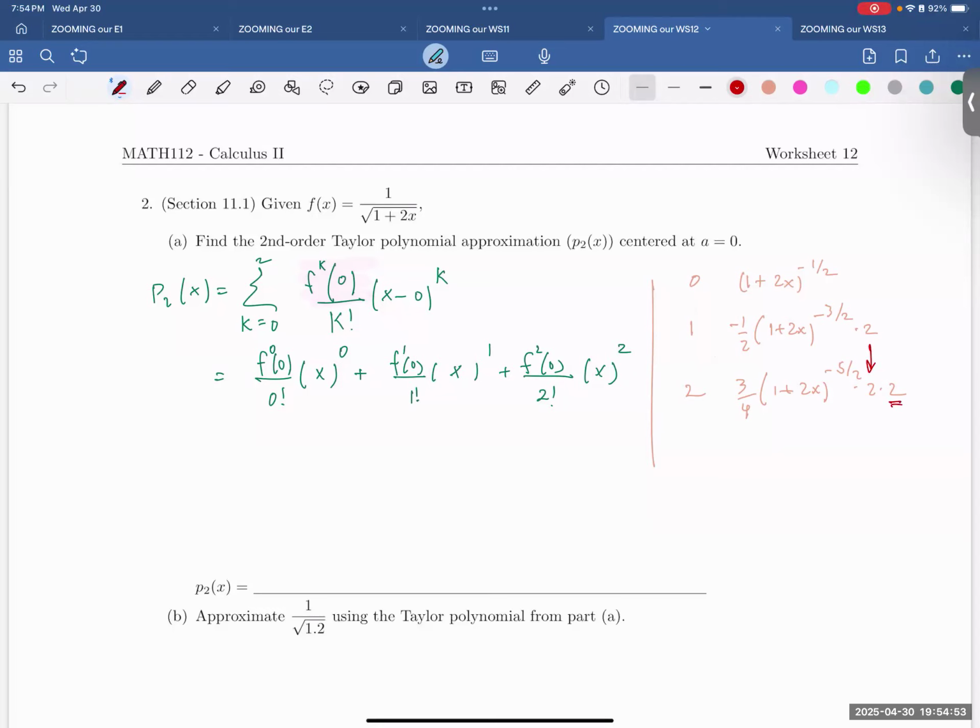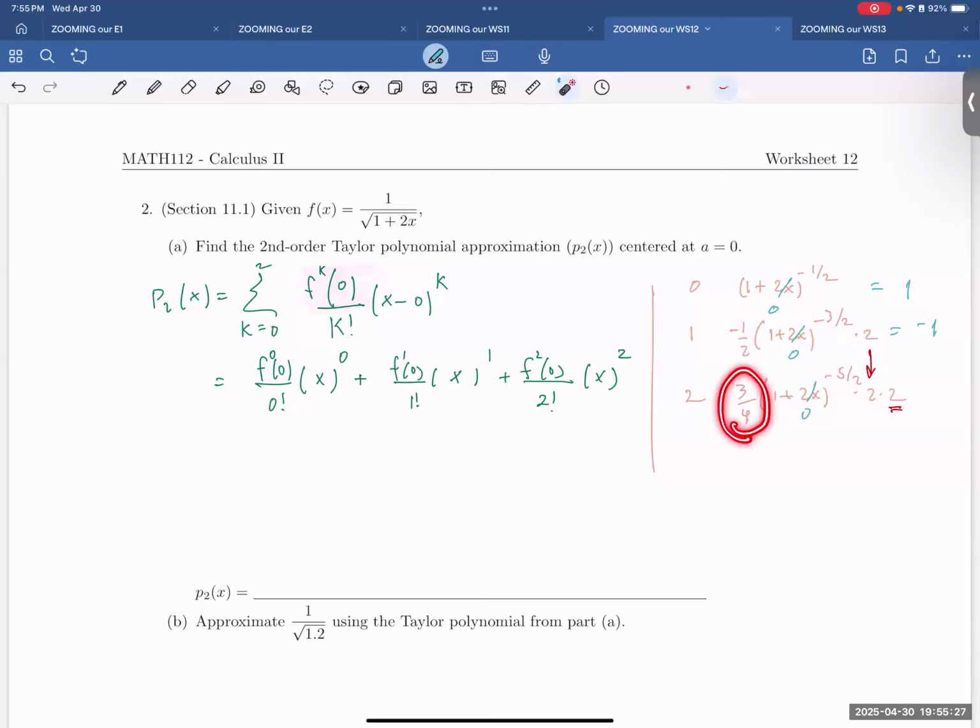Then we're going to evaluate 0 into each of these. So if we plug in 0 here, we get 1 to the negative a half, that's 1. We plug in 0 here, or here. All of our 1 plus 2x to the negative whatever powers are all 1. So we're going to end up with this is 1 and this is 1. So negative a half times 2 is negative 1.